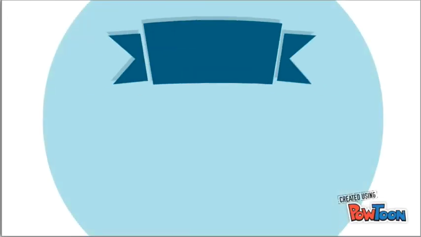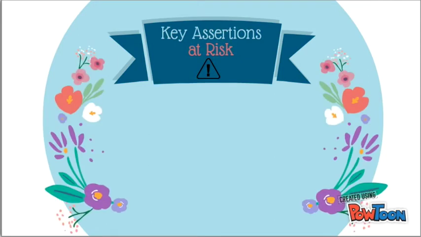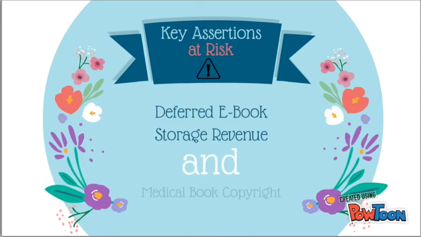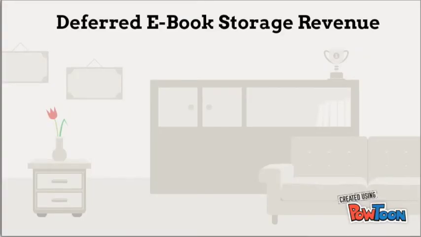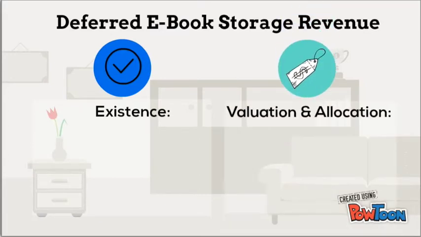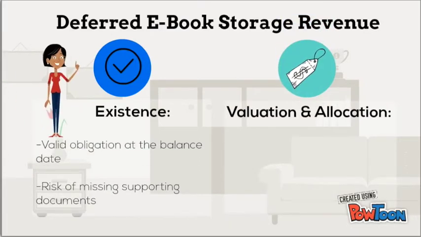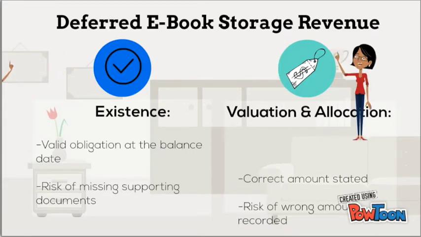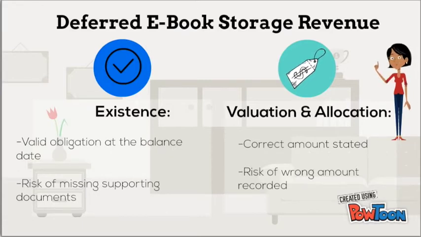Hi guys, I'm Tasmay and I'll be talking about the key assertions at risk for deferred ebook storage revenue and medical book copyright. For deferred ebook storage revenue, the key assertions at risk are existence and valuation and allocation. For existence, the objective of audit procedure is to ensure it is a valid obligation at the balance date, as there is a risk of missing documents that supports the account. For valuation and allocation, the objective of audit procedure is to ensure that the accrued revenue in the statement of financial position is stated at the correct amount, as there is a risk that the amount stated is recorded wrongly.